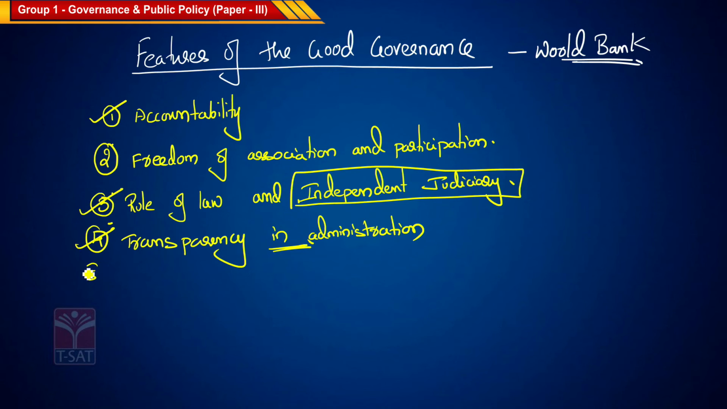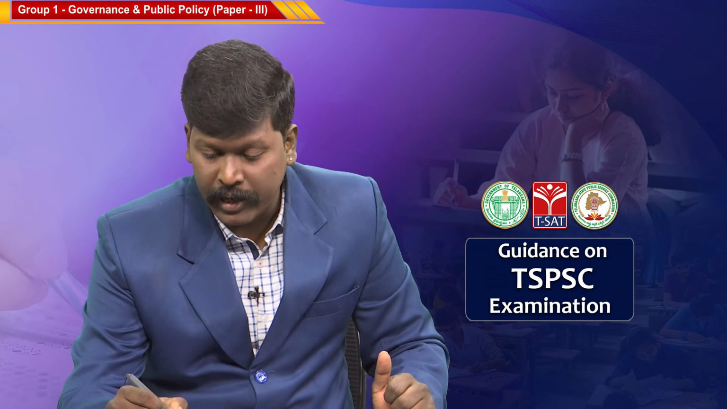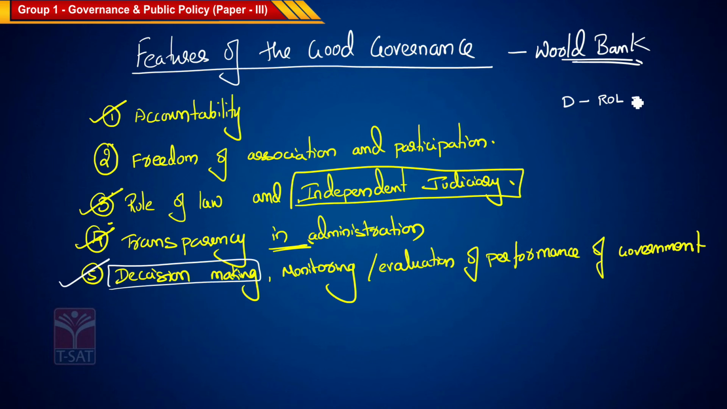Let us see the fifth feature, called decision making and also monitoring or evaluation of performance of government. Very, very important again. Decision making is of utmost importance in a democratic country. Democracy goes with rule of law, and rule of law again has the concept of governance. All go hand in hand. So, decision making and monitoring and evaluation of the performance of the government is again important for the exam. This is the fifth one.